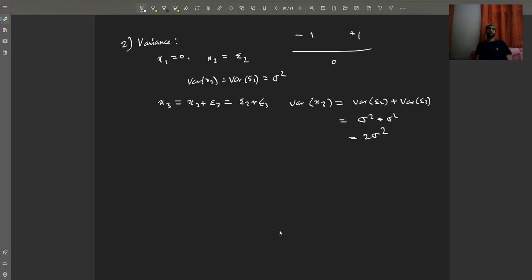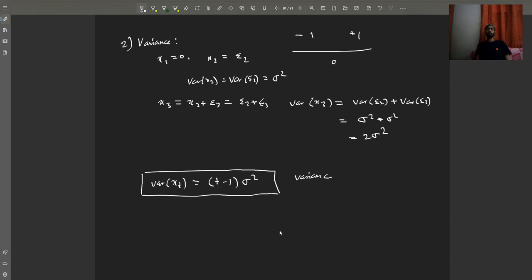Similarly, if you extend it, the variance of xt is equal to t minus 1 multiplied by sigma square. This means the variance has no upper bound. It moves up as t moves up, right? So this violates the covariance stationary condition.